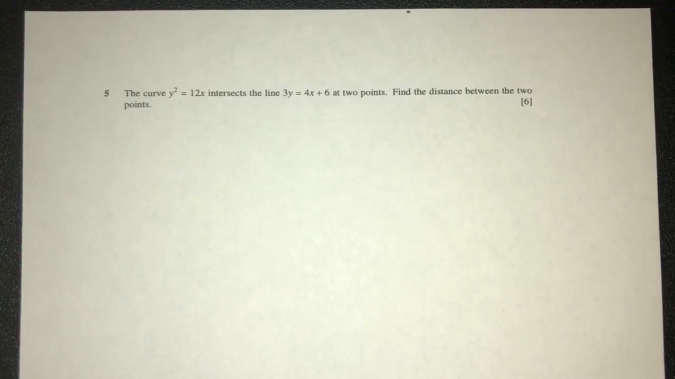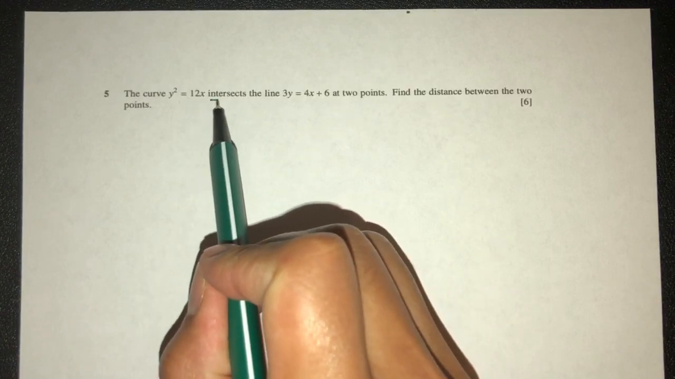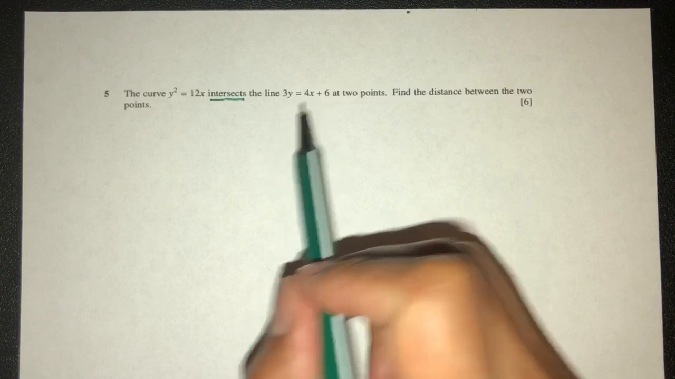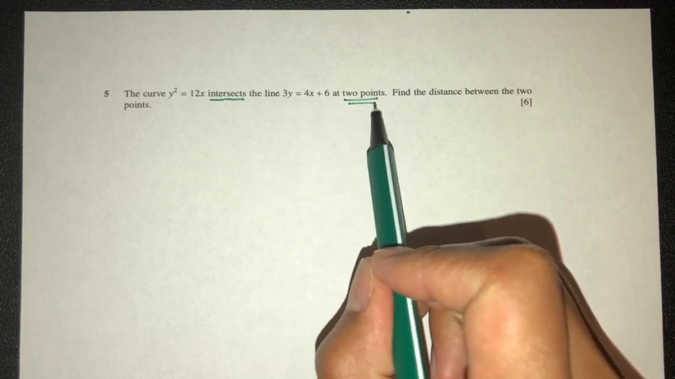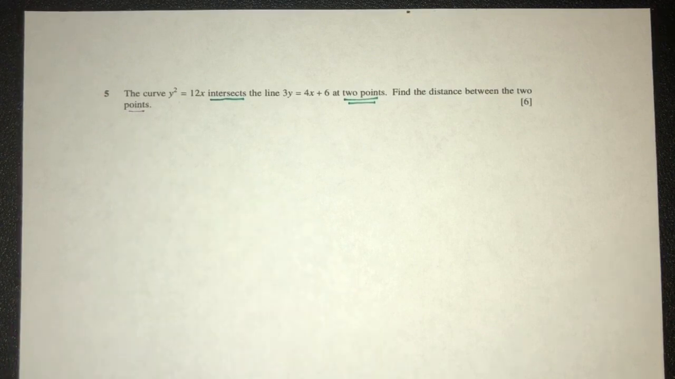Okay, so let's move on to the next question. So the curve y square equal to 12x intersects the line 3y plus equal to 4x plus 6 at 2 points. Okay, so it means that we will have 2 points of intersection, obviously. Now, we have to find the distance between those 2 points. So first, to find the distance, we understand we have to find the points.